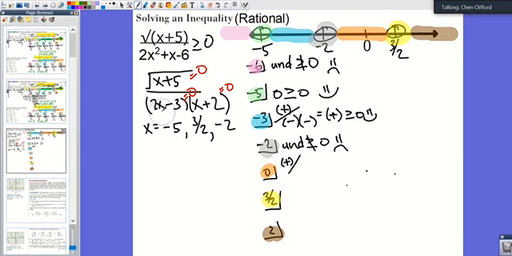Let's plug in 0 to the bottom. 2 times 0 is 0, minus 3 is -3. Okay, that's a negative number. 0 plus 2 is a positive number because it's 2. Okay, a negative times a positive is a negative on bottom. A positive divided by a negative is a negative, which is not greater than or equal to 0. Sad face.